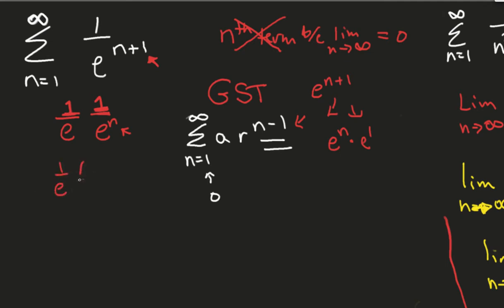How can I make this an n minus 1? What would I need to multiply by? I'm pulling out another e to the n, 1 over e. So if you think about it this way, what would I need to multiply e to the n minus 1 by to get that e to the n? Well, we need another e to the 1 power, because what do you do when you multiply like bases?